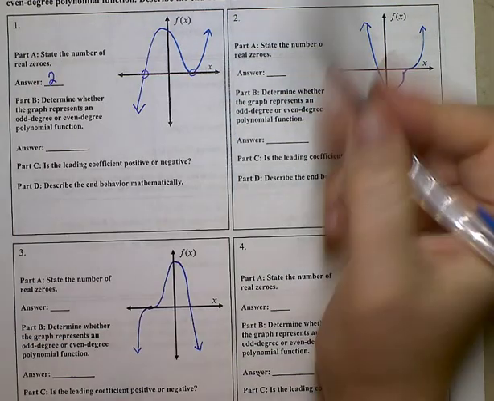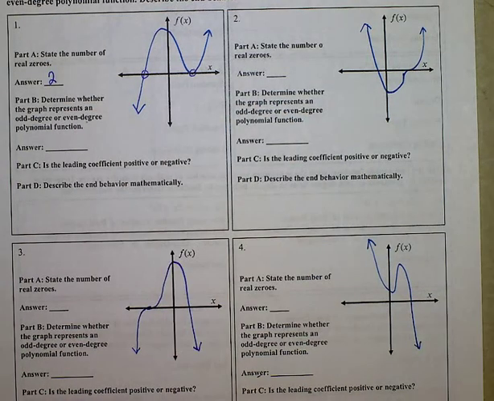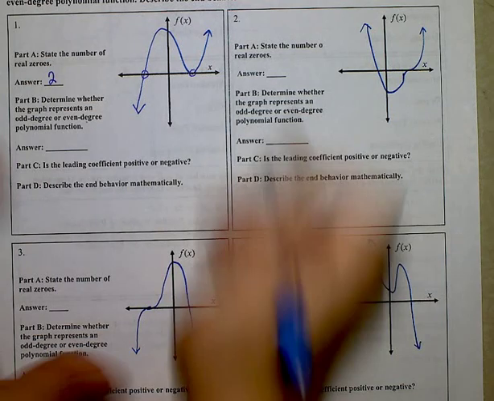Now we need to determine the end behavior. Is it even or odd? So remember, even degrees will either both go up or they'll both go down. But odds will have one arm up and the other arm down. So look at the end behavior here.